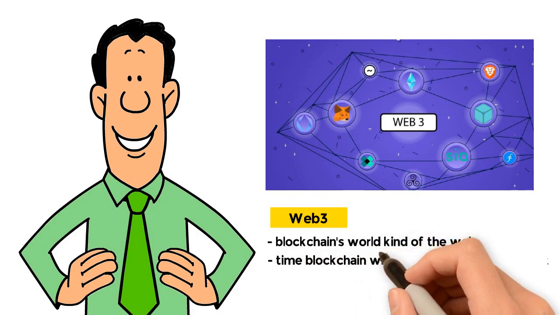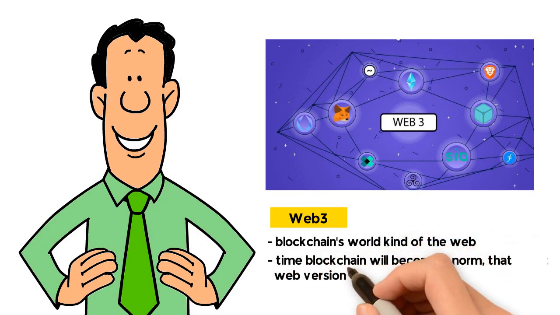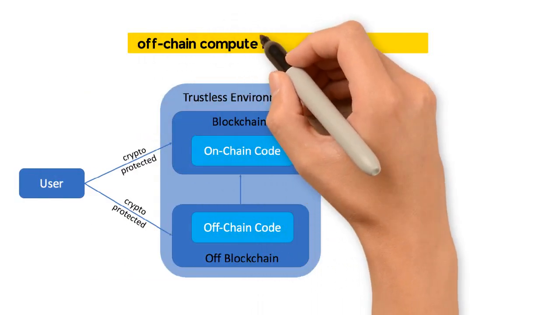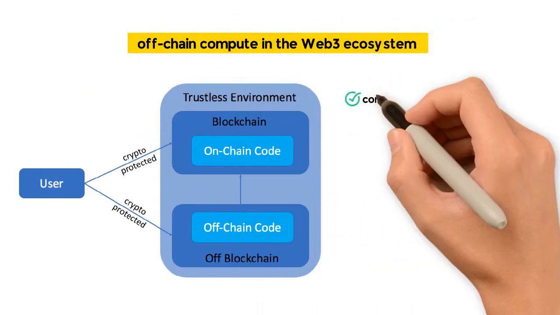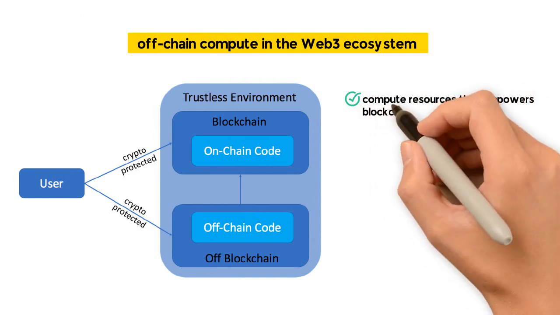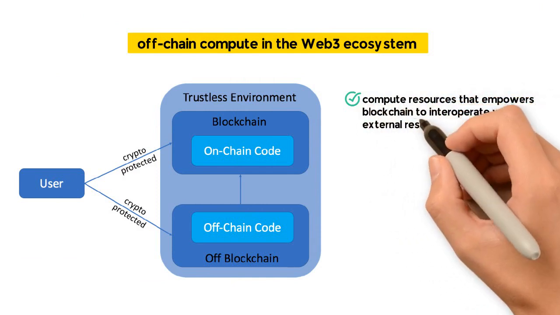Web3, in simple terms, is blockchain's world kind of web. Imagine that time blockchain will become a norm. That web version is called Web3. Now, what is off-chain compute in the Web3 ecosystem? These are compute resources that empower blockchain to interoperate with external resources.